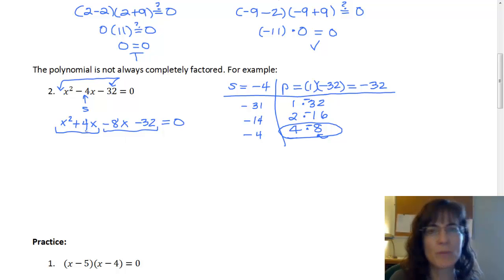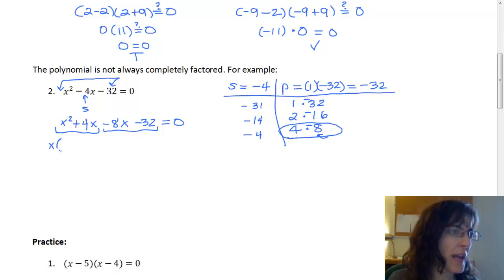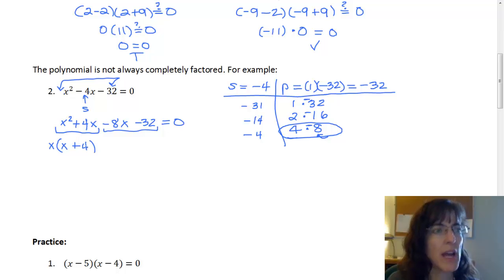So the first 2 terms, what can I factor out? Well, there's a common x, and what's left, so x times what gives me x squared, so that's an x. And then x times what gives me positive 4x, so that'll be a positive 4. Then I can double check, x times x will give me x squared. X times positive 4 does give me 4x.